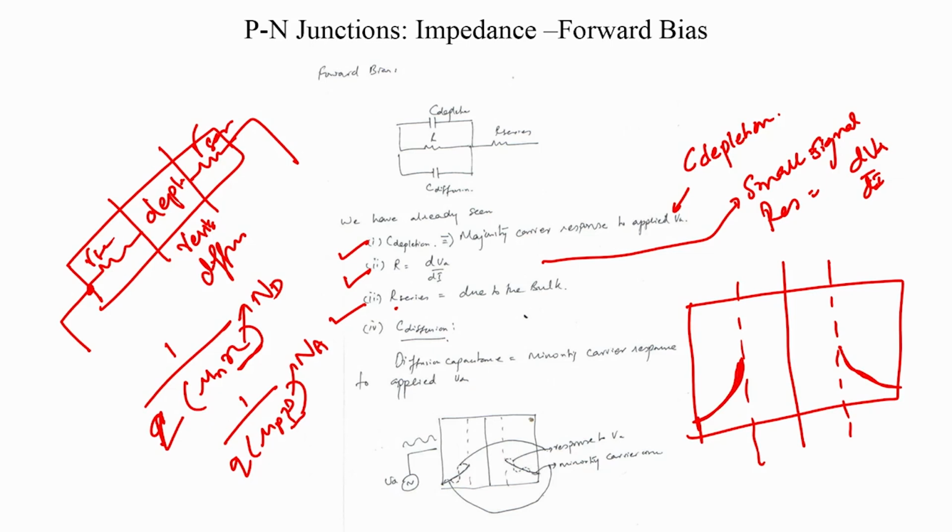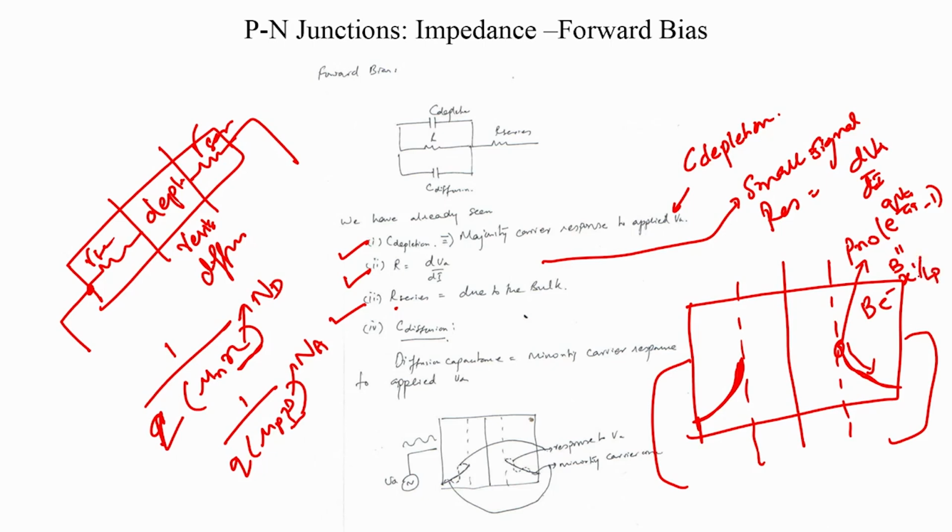So if we were to change the voltage, we already noticed that this term was pn0 into e to the power qVa by kT minus 1, and this function was given by e to the power minus x' by Lp. Okay, just to recollect. So obviously this minority carrier concentration depends upon Va, and the concentration at every point in space after that depends upon Va.